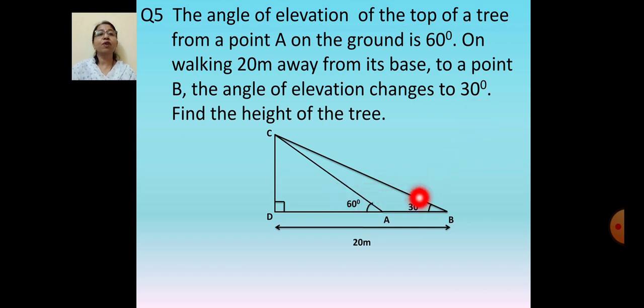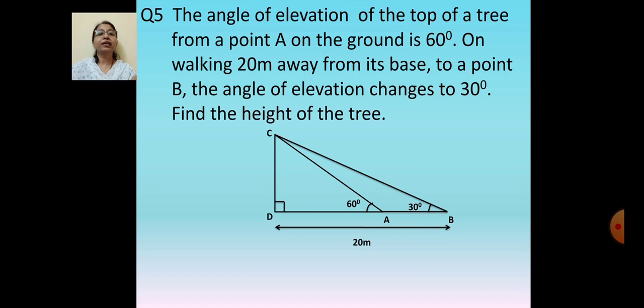You know, as we move away from the object, the angle decreases. So this angle CBD, the new angle of elevation, is 30 degrees and the observer is moving 20 meters away from the foot of the tree. Generally what children do, they take this AB distance as 20 meters, which is wrong. It is clearly given from its base. It means whose? That tree's base. So DB distance is 20 meters. Then find the height of the tree.